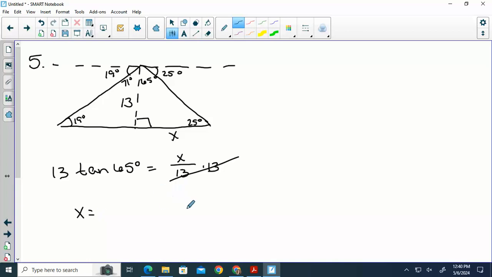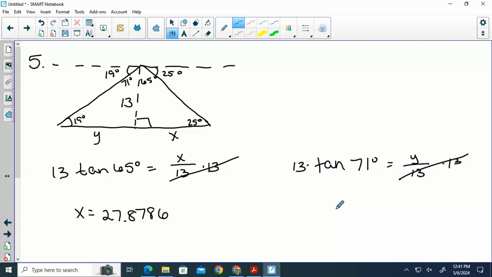And I don't want to round too much here. So 27.8786. So then if I look at my other right triangle, I could say the tangent of 71 degrees equals y over 13. Multiply the 13. So 13 tangent of 71 is 37.7547. And then what do I need to do to those? Add them together.